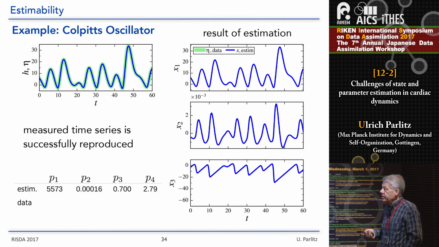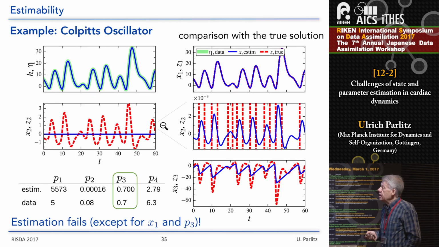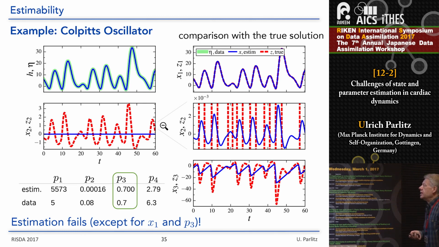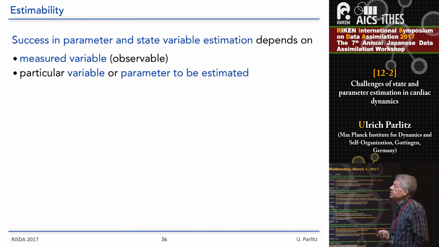And these are the other two variables which are reproduced by this process, and these are the parameters which are estimated. Now, since we did a twin experiment, we can compare them with the true results, and there is a big disappointment. You see the two variables are completely wrong, and also the parameter values are far off. The estimated values are much different from the true values, except for one parameter, P3, where everything is fine. So estimation works only for the observed variable and parameter P3. Everything else is wrong. This leads you to the question, why?